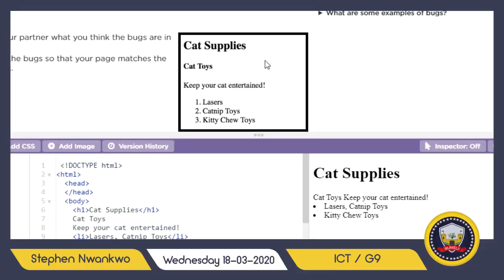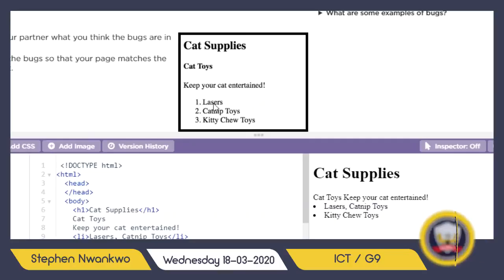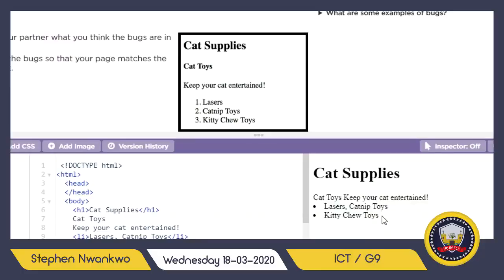Okay, now take a good look at this image. Cat supplies, cat toys, keep your cat entertained. Number 1, lasers. Number 2, catnip toys. Number 3, kitty chew toys. And you come over here at your own web page, you have cat supplies. They are not properly arranged.